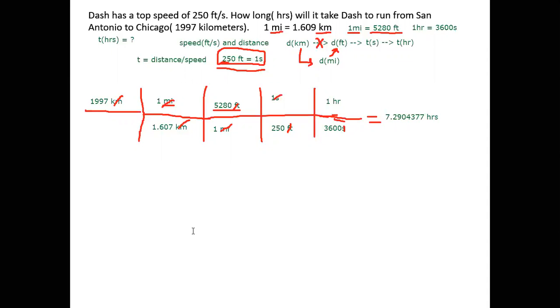So we're not finished. We got to look at significant figures. So if we look at our original numbers, 250, there's no decimal point, so this has 2 significant figures. 1997 has 4. 1 mile equals 1.609 kilometers. This is again English to metric, so we have to include it. So this has 4 significant figures. 1 mile is 5,280 feet. This is exact. And 1 hour, 3,600 seconds is exact.